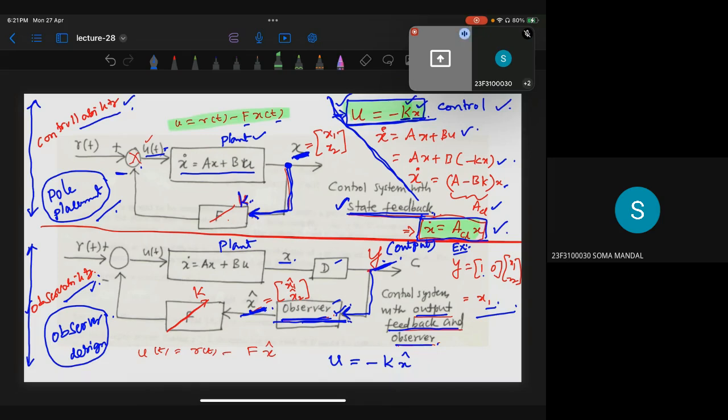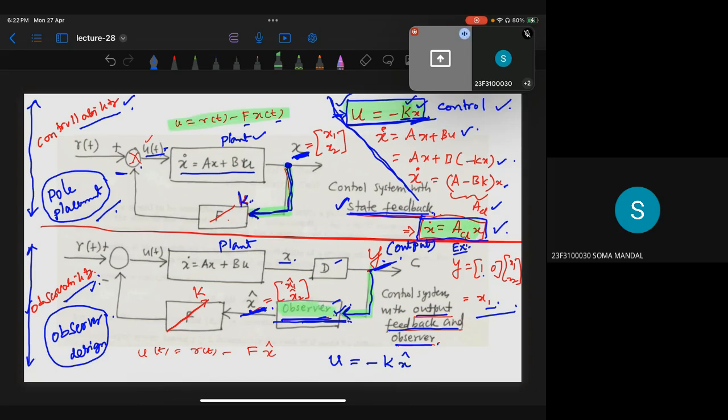So the first condition is we must check the controllability. If it is controllable only, then we can follow the rest of the method. Now, to give the idea for the second one: we are saying that all the time X must be available for the feedback. What if X is not available and only Y is available? To apply the pole placement, what do you need? You need X, correct? To find X, what do we do?